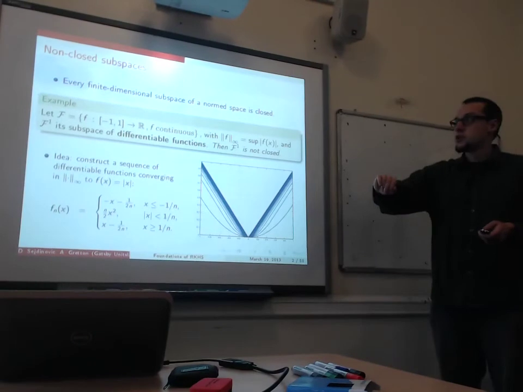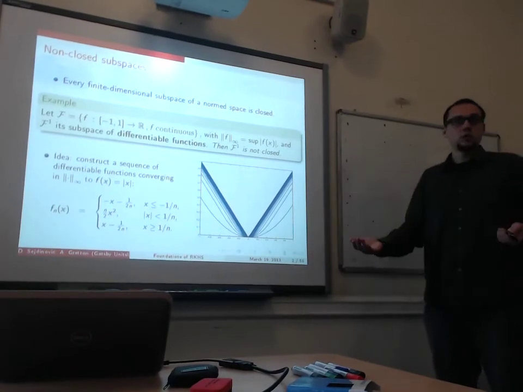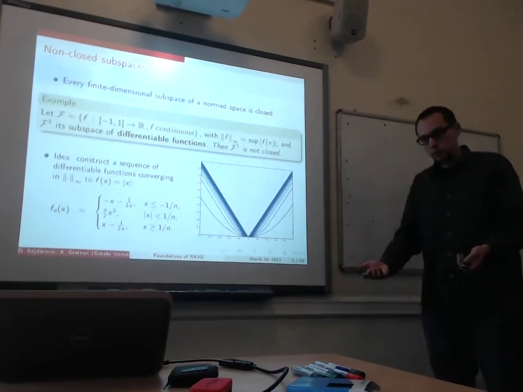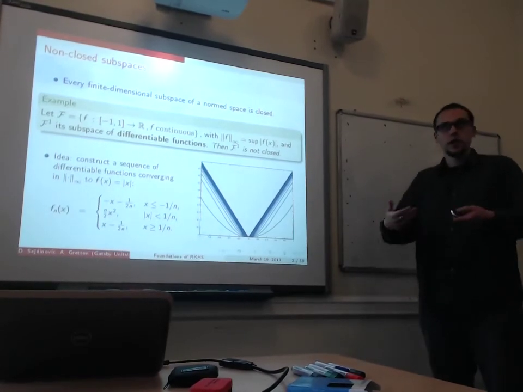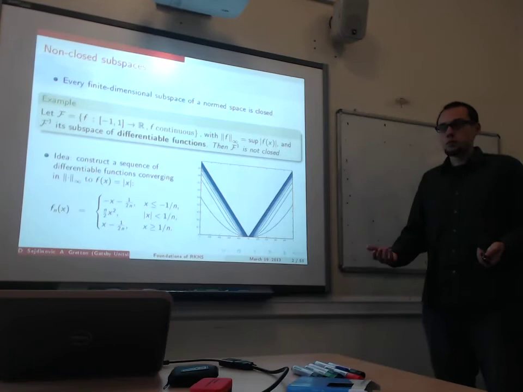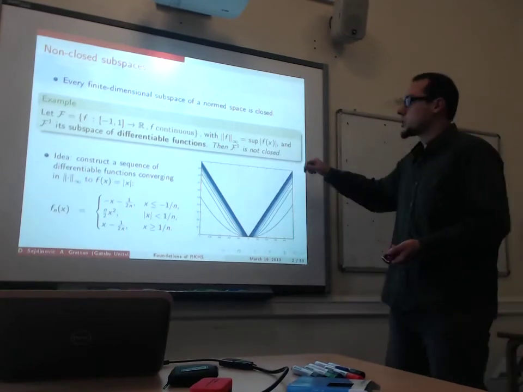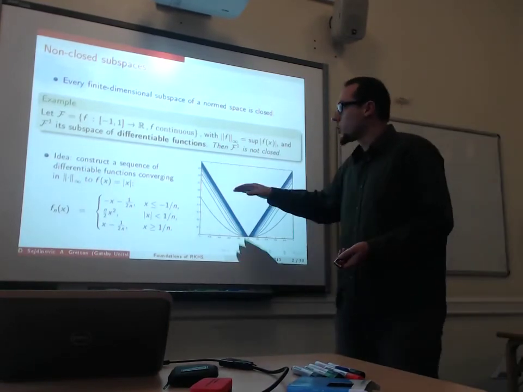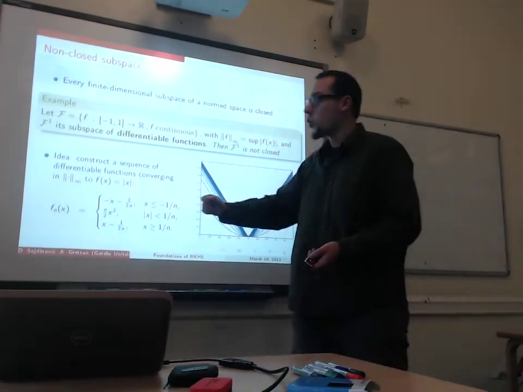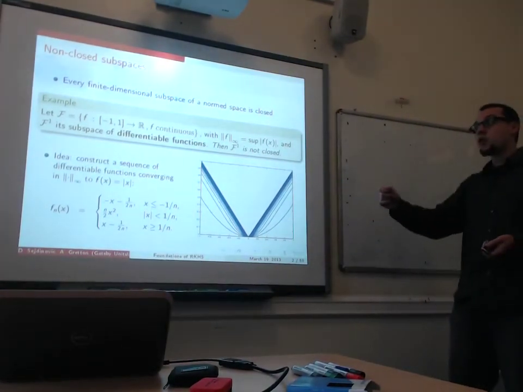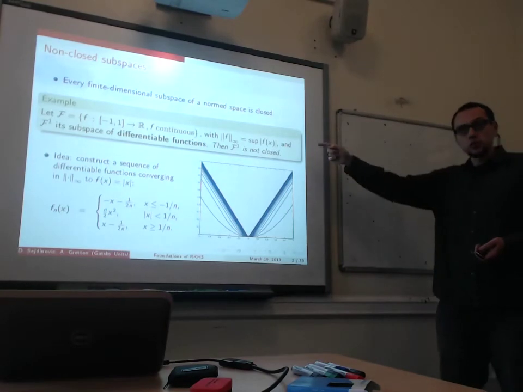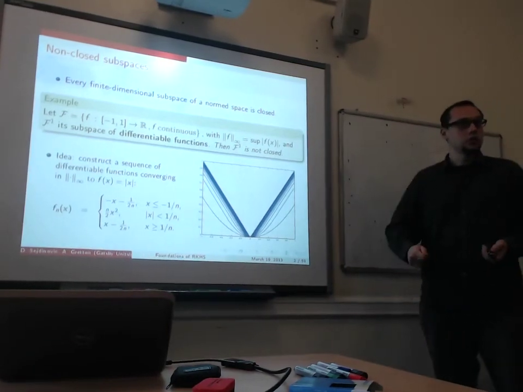All right? So why is that a subspace? Because when I multiply a differentiable function by a scalar, I get a differentiable function. When I add two differentiable functions, I get a differentiable function. So it's definitely a subspace. But it is not closed. And to show that it is not closed, the idea is just to construct a sequence of differentiable functions that lie in this subspace, but converge uniformly in this normed space to a non-differentiable function.